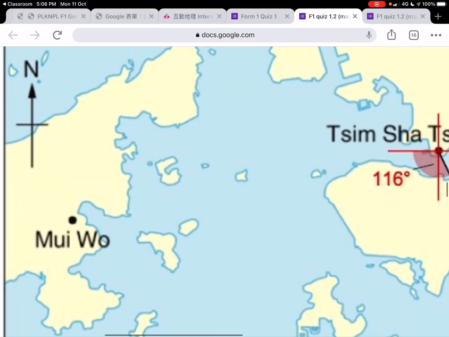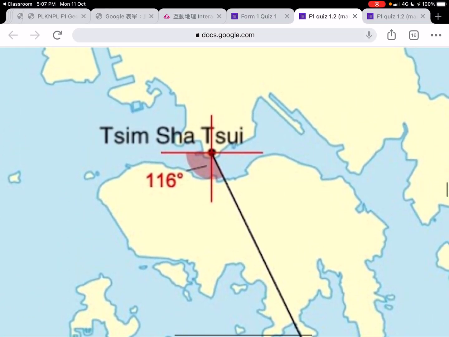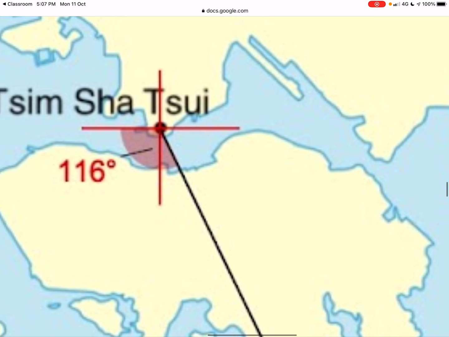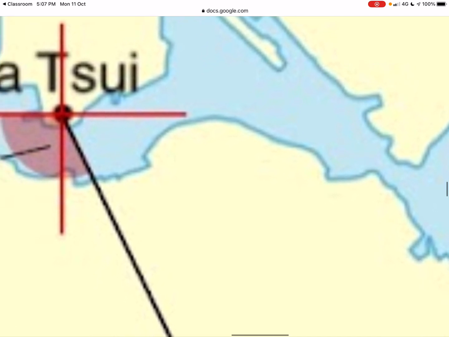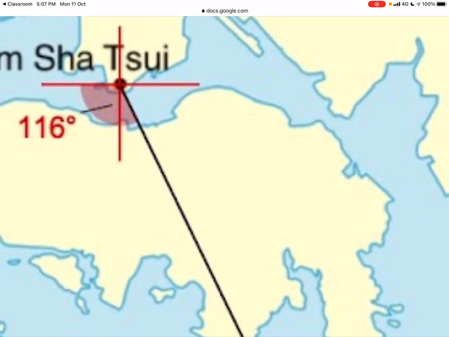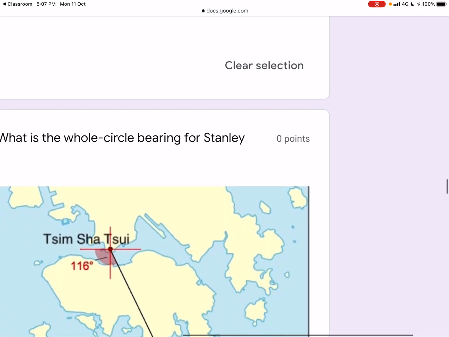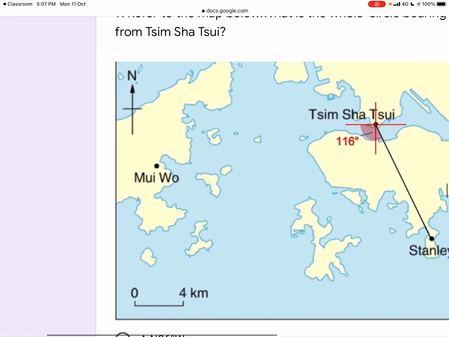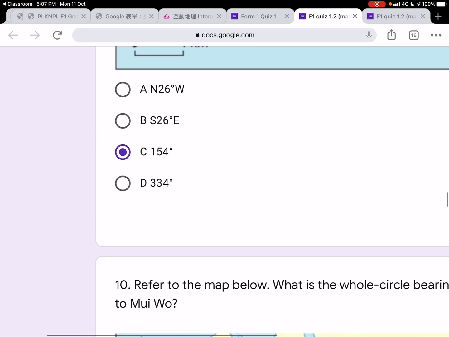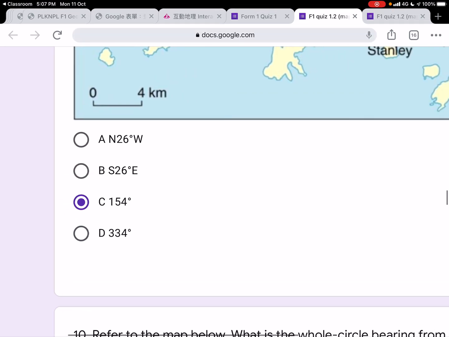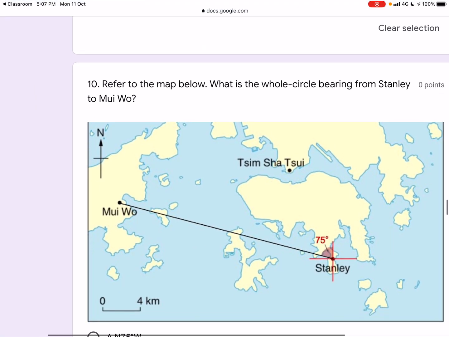Then moreover, whole circle bearing, well, okay, if it is more than 90, okay, because right here the eastern part is 90, and then the southern part it should be 180, so accordingly, if it's lying between, and also it's whole circle bearing, I've told you, which is talking about 0 to 360 degrees, so the answer should be 154 degrees, okay. And then whole circle bearing from Stanley to Mui Wo, okay?